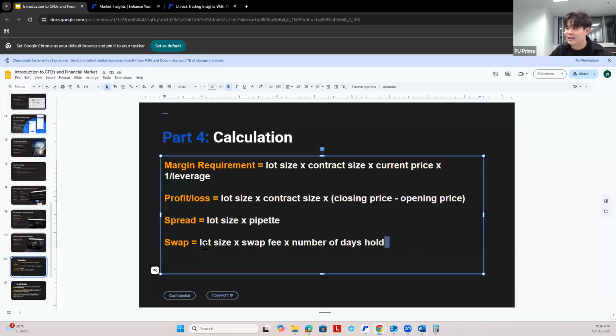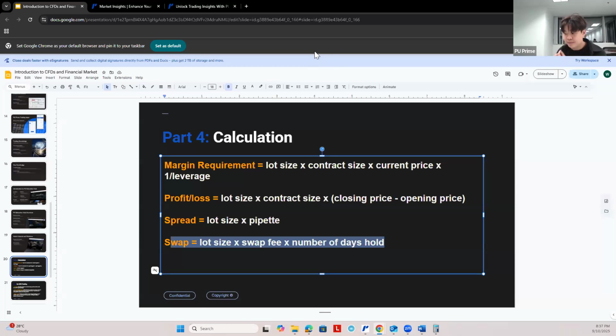And then the next thing is regarding the swap. Swap means that when you hold your products overnight, the broker is going to charge you. So this is why sometimes people don't love to trade in the CFD industry, especially if they want to invest in stocks. When you invest in stocks, it's a very long-term journey, 1 to 2 years. But in the CFD industry, every night that you hold your products, the broker is going to charge you.